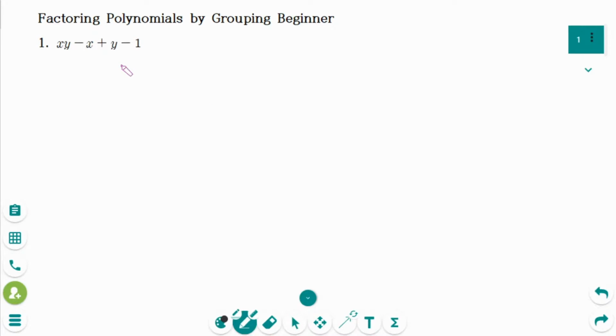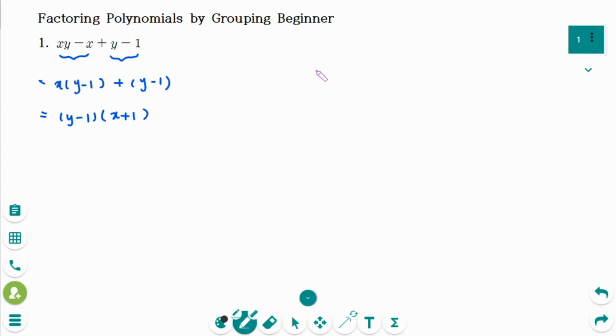This video will cover beginner questions regarding the topic of factoring polynomials by grouping. This is the first question. When you see factoring by grouping with 4 terms, group the first 2 terms and the last 2 terms. So factor out x in the first 2 terms, that's y minus 1. There's nothing to factor out in the last 2 terms, just y minus 1. The y minus 1 is the common factor, so take out y minus 1, and x plus 1 is here.